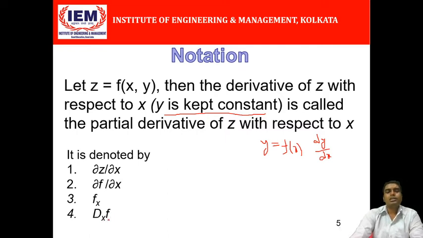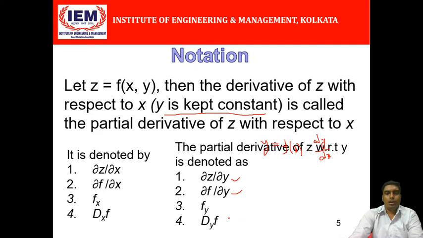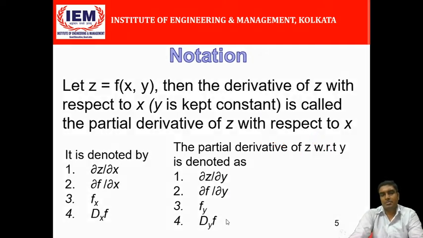Similarly, for the partial derivative of z with respect to y, we are differentiating with respect to y instead of x. Then similarly, it will be del z del y, del f del y. Only the independent variable is changing in the term, and similarly f with suffix y, and D suffix y of f. Now let's check some examples of partial differentiation.